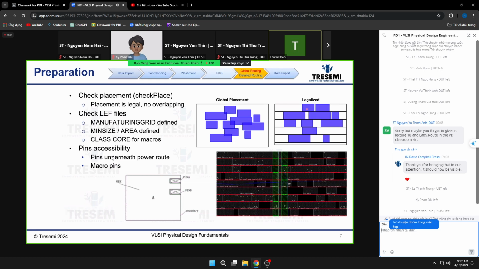There's no overlap. Because if we do have overlap, and we run and we have congestion, and sometimes you have millions of gates, it's very hard to see the reason for it. Sometimes it's just two cells overlapping, and you just don't know. So sometimes it's good to do check place. It tells you right away whether your placement is legal.